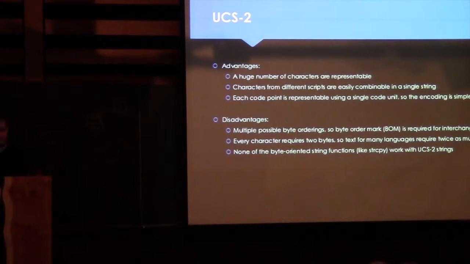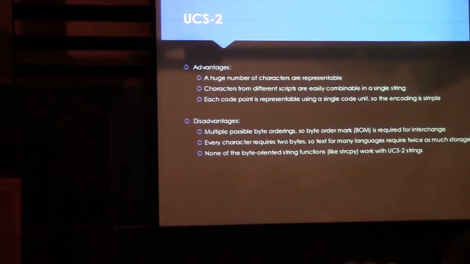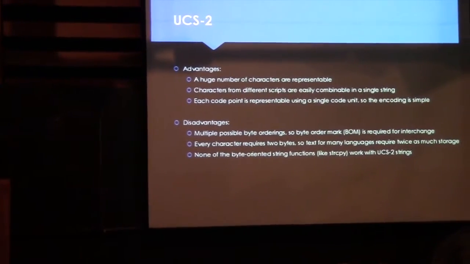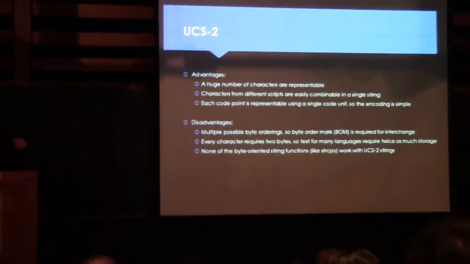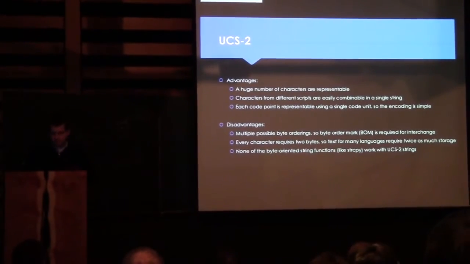But there are some substantial disadvantages. There are multiple possible byte orderings. Every character requires 2 bytes. So for example, if you're moving from one of the ISO encodings that we looked at before to this, your text is going to be twice as large. And finally, none of the byte-oriented string functions work with UCS2 strings. So you can't use strcpy to copy one of these because, as we saw, the terminator for the string is 2 bytes long.